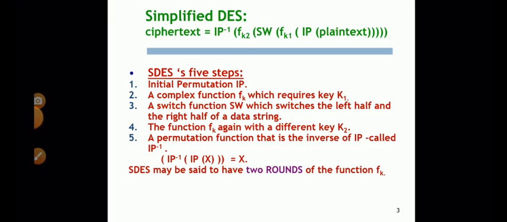Now we are going to discuss the steps one by one. The first step is to perform the initial permutation IP. Second, a complex function Fk is applied using the key K1. Third, a switch function SW switches the left half and the right half of the data string. The fourth step is the function Fk performed again with a different key, K2. Finally, we perform the inverse of the initial permutation so that you get the ciphertext. So SDES may be said to have two rounds of function Fk in this encryption process.